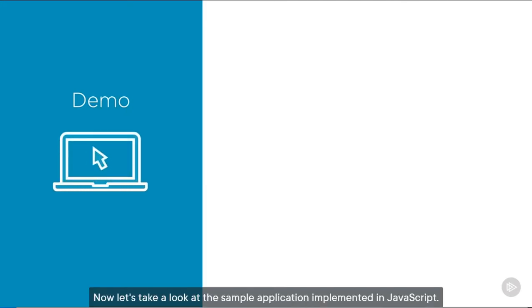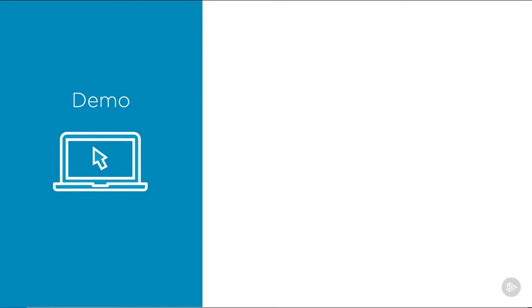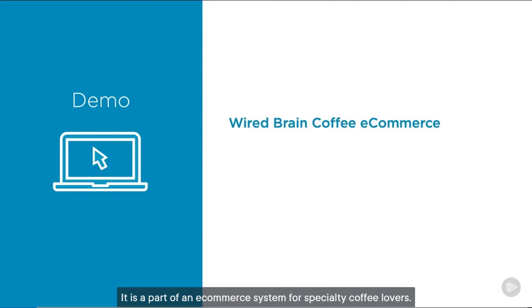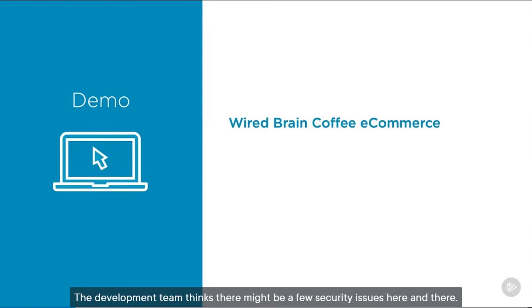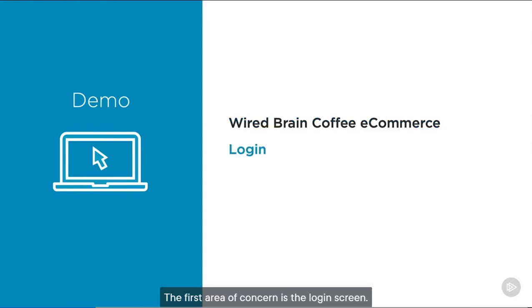Now let's take a look at a sample application implemented in JavaScript. It is a part of an e-commerce system for specialty coffee lovers. In true startup fashion, it was built fast, and truth be told, some things might be broken. The development team thinks there might be a few security issues here and there.